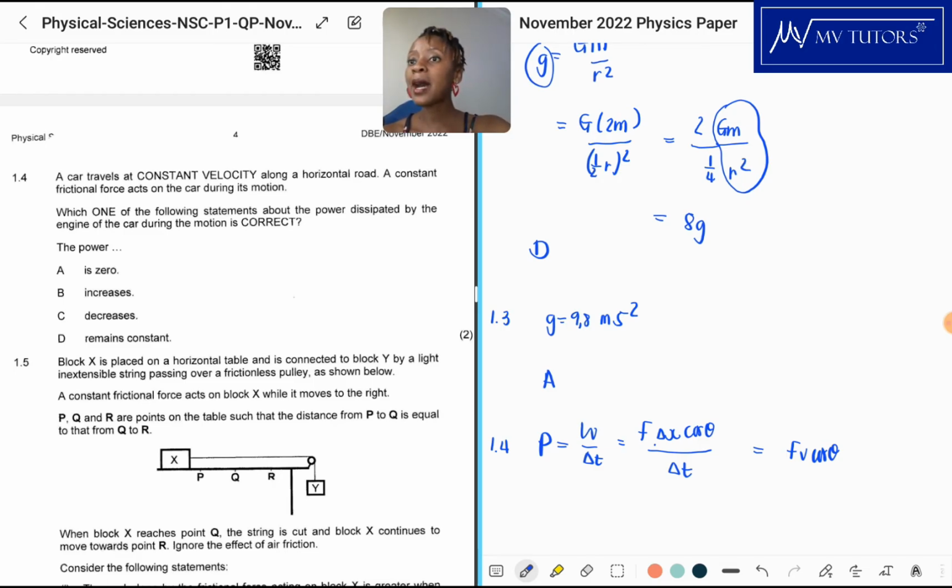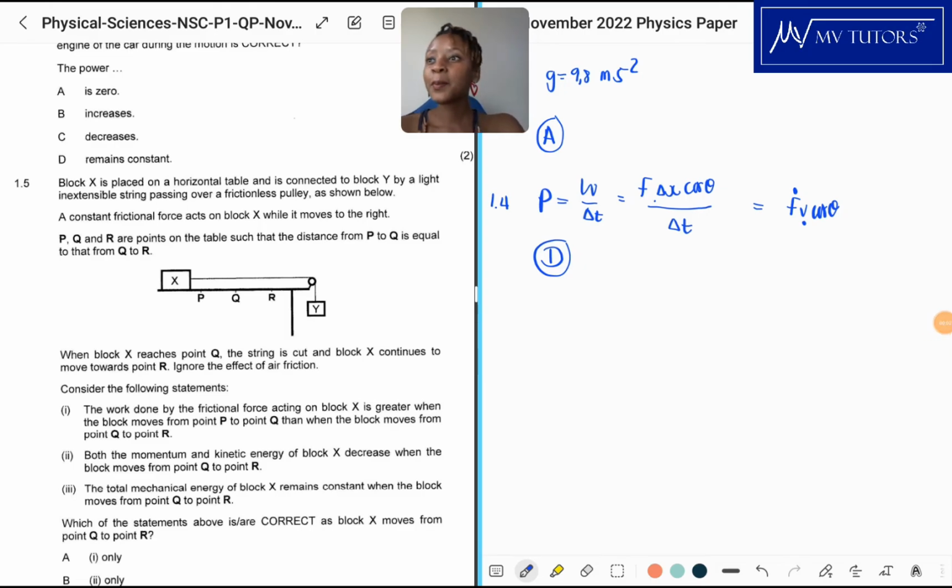So now, the power dissipated by the engine of the car during the motion, what happens to it? Is it zero? Does it increase? Does it decrease? I believe it remains constant, okay, because you have a constant frictional force acting on it. Your velocity is also constant. The magnitude would be negative, but overall it is constant, so I would go with D.